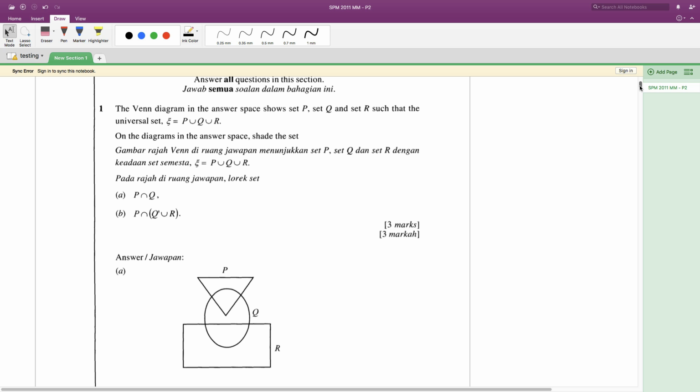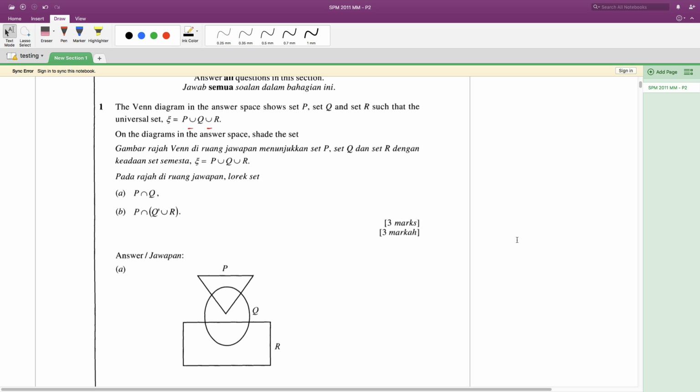Okay, in the first question over here, the question says the diagram in the answer space shows the set P, set Q, and set R such that the universal set. Universal set means everything, means P, Q, and R is everything, and they are union to each other. Alright, so on the diagram in the answer space, shade the set. Okay, so let's say for A, they want P intersect Q.